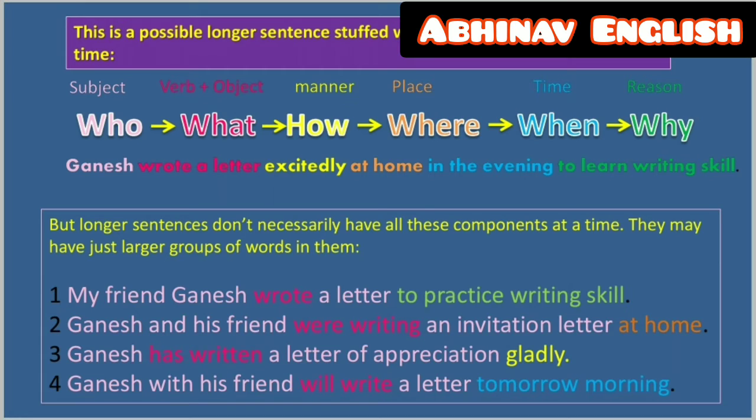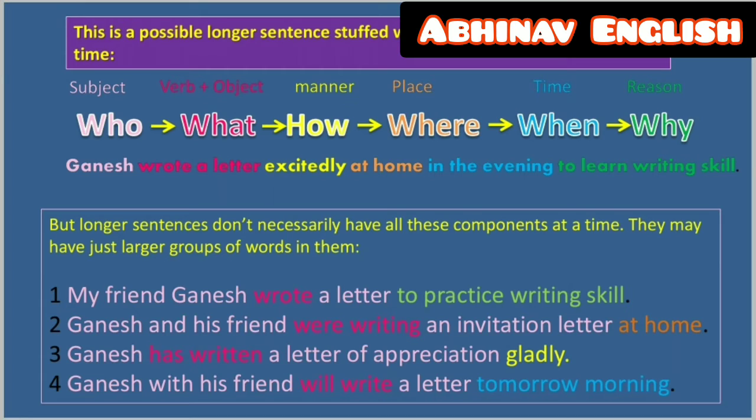Still the sentence has become longer. In our next example you will see, Ganesh and his friend were writing an invitation letter at home. Now which part is given extra here? Where part, place of the action. In the third sentence, Ganesh has written a letter of appreciation gladly. In this sentence you will find the manner of the action. Extra information is the manner in which the action is done.